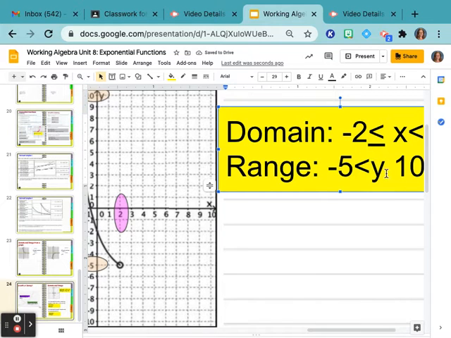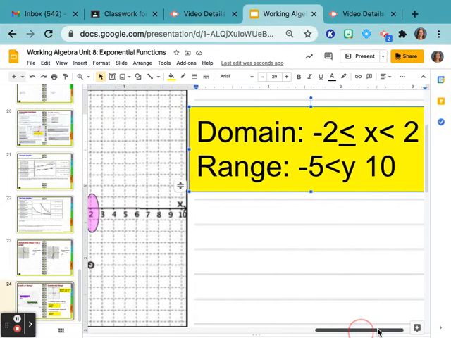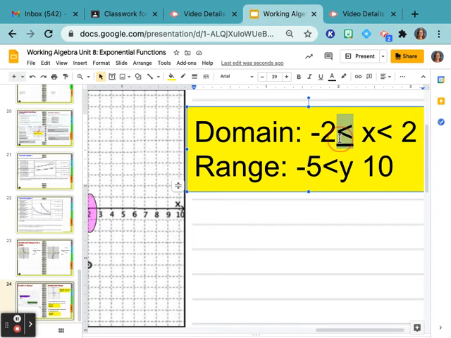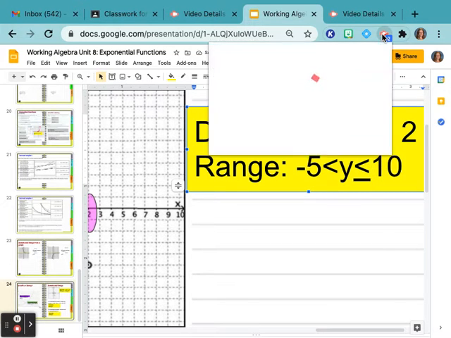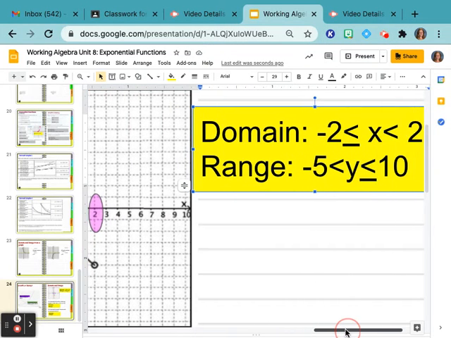And then the range for the 10 is included because that closed circle. So we would say is less than or equal to. I'm going to copy this less than or equal to and put it down here. Makes it a little easier. There we go. So we have our domain and range written as inequalities.